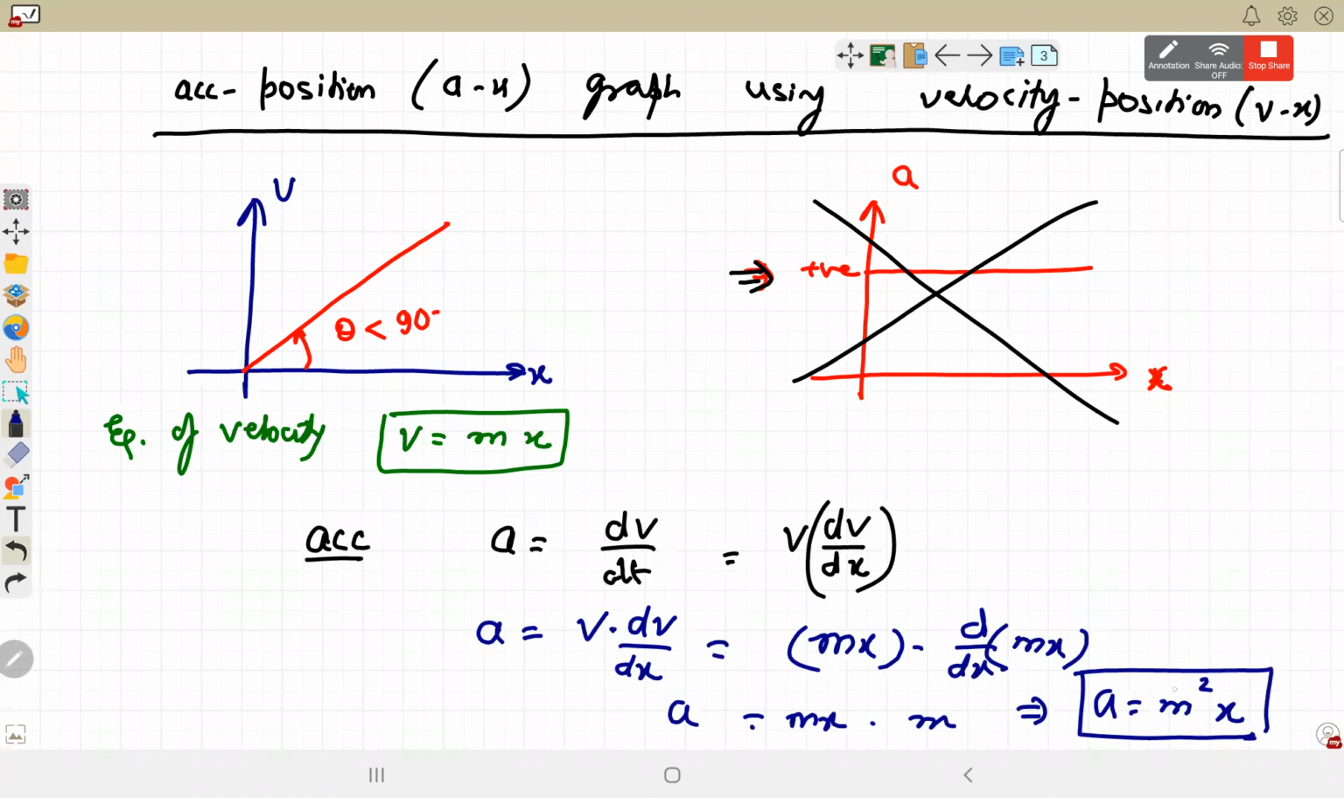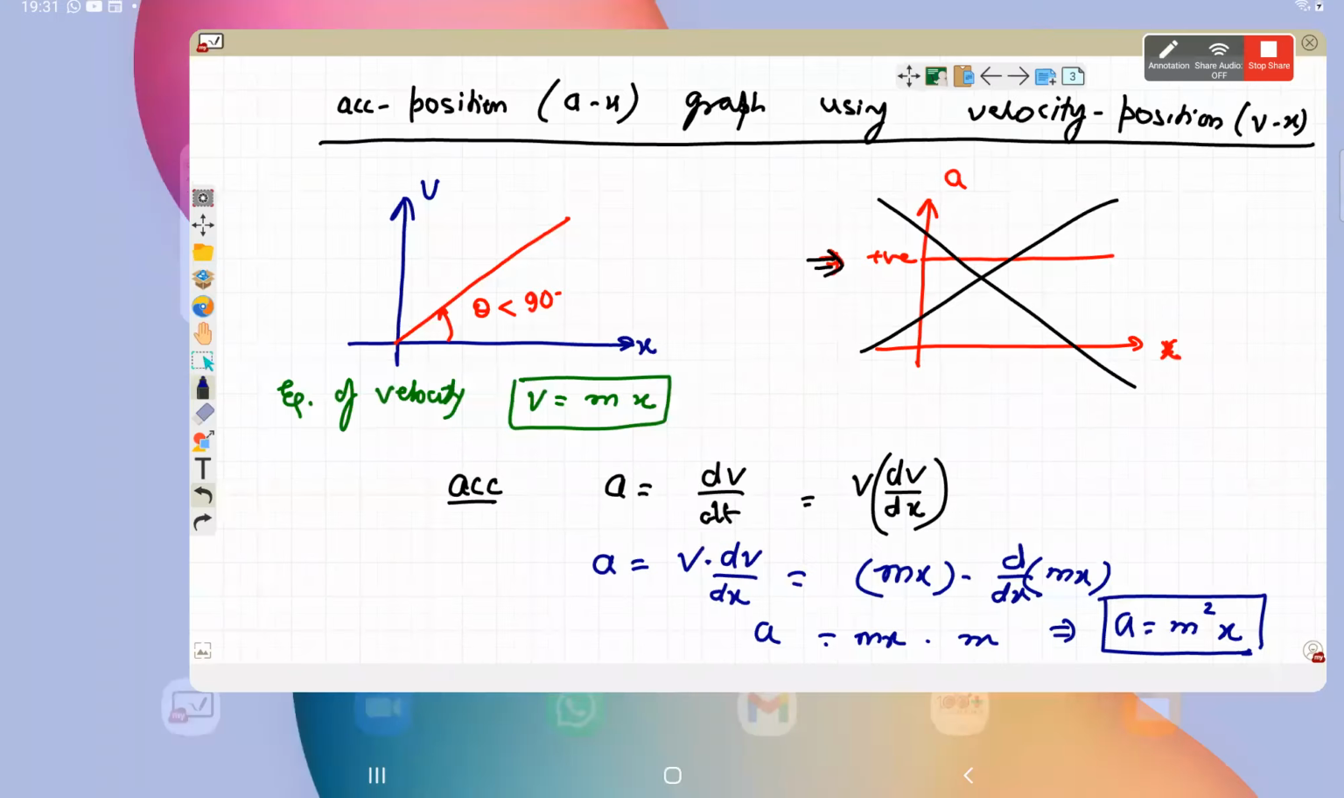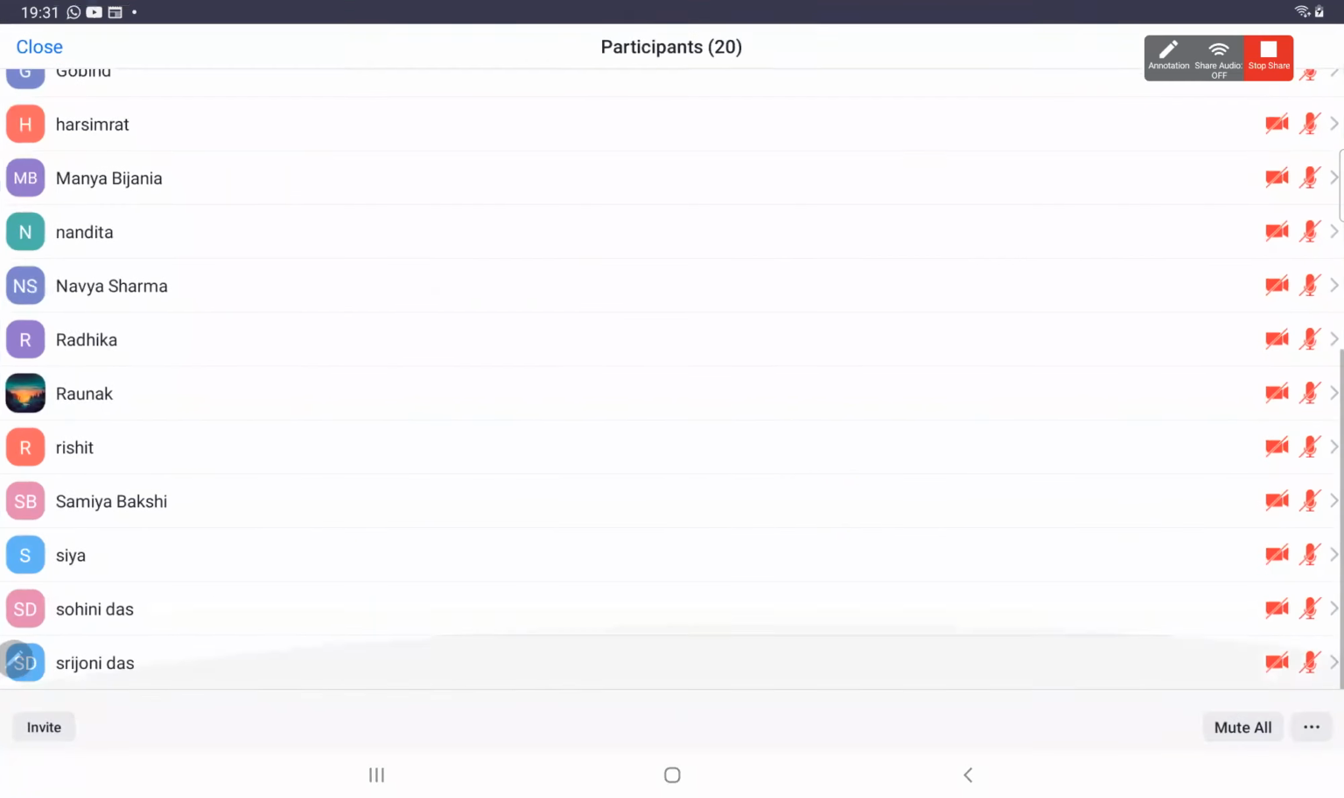What is the shape of this graph? Arnav Sharma, what will be the shape of this graph? A is proportional to x. If y and x both are linear, then what is the shape? Sharma ji, mic not working. Yaar, use two devices. I need an answer. Okay, who will answer then?